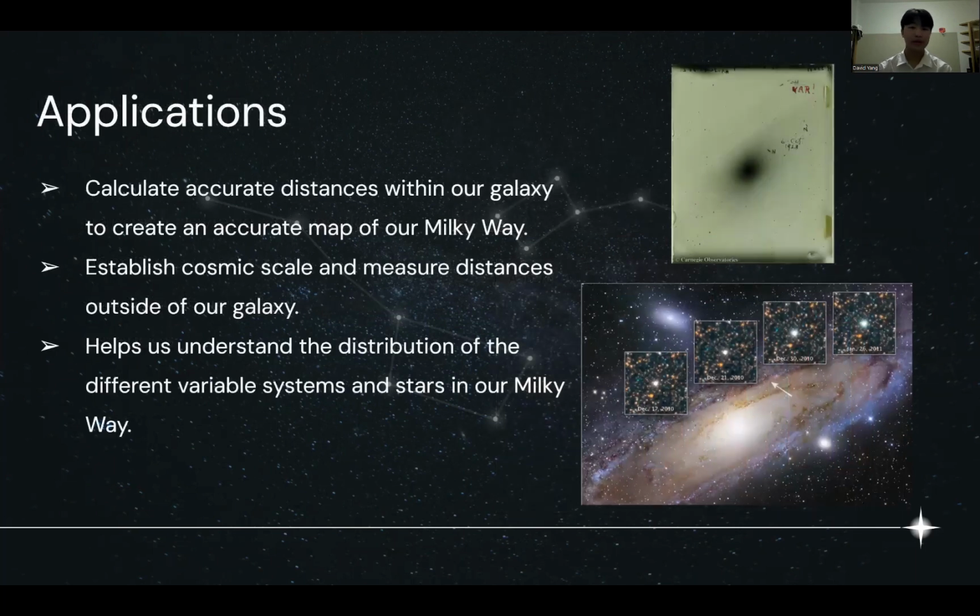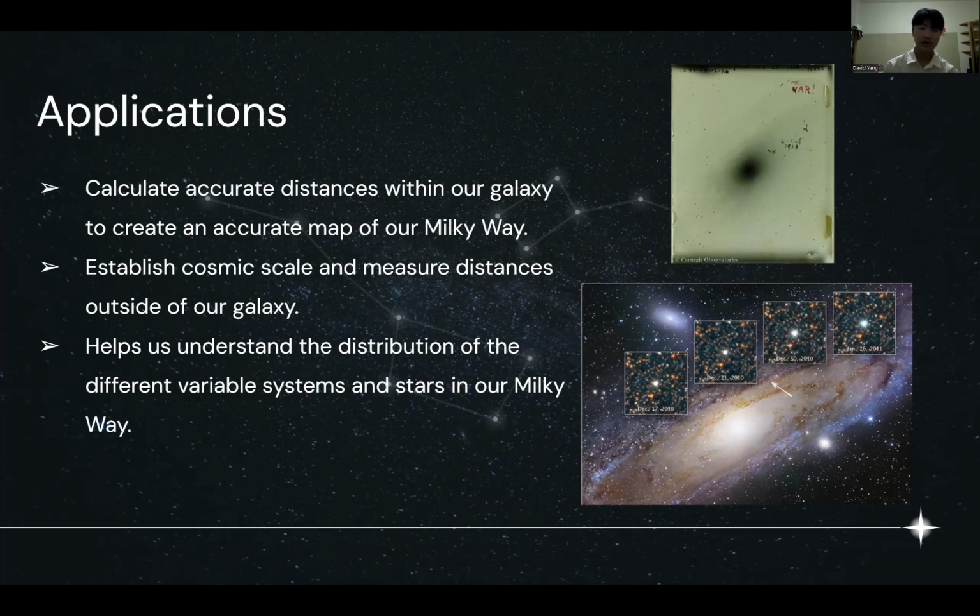Moving on to applications of our research. One of the main goals of Gaia is to understand our own galaxy better and ultimately create a three-dimensional model of our Milky Way that can be used for many different purposes. Our research helps with that by being able to calculate accurate distances within our own galaxy so that we're able to map the location and distances of different stars or systems.